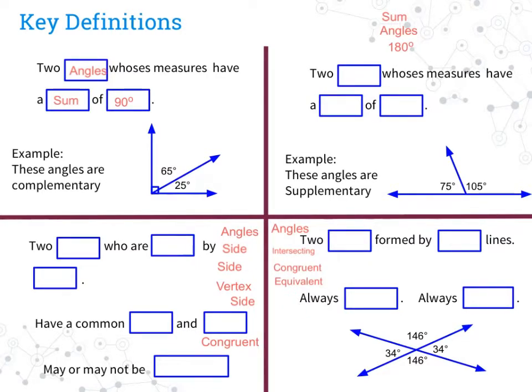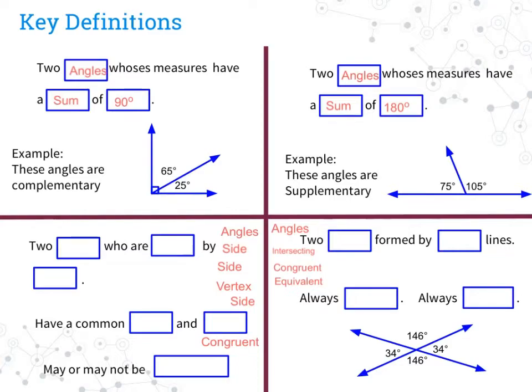Let's take a look at the next one. The next one is supplementary, and there we have two angles whose sum is a total of 180 degrees. So this time we have two angles, and we add them together, and that's going to equal 180 degrees. So 75 plus 105 gives us 180. So that's another angle relationship that's very important.